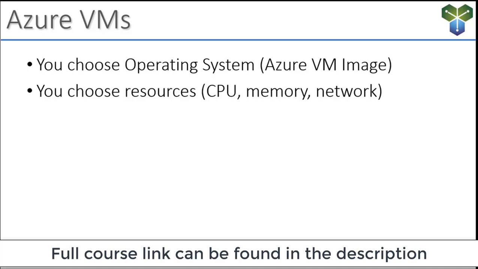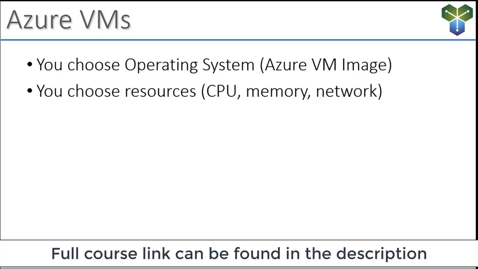We could choose images that have pre-installed applications as well. And then you'll choose a machine size. Depending on the machine size you choose, you'll get specific amounts of CPU and memory and certain amounts of network performance and storage throughput. So it's important to choose the machine size that properly fits your needs. You don't want to go too big because it's more expensive, and you don't want to go too small because it won't work that well.